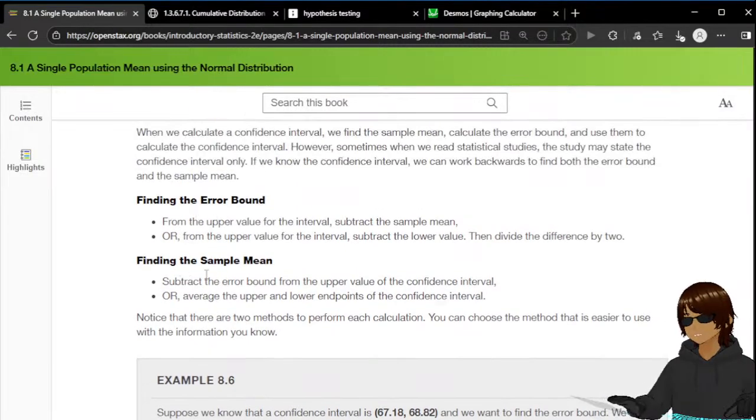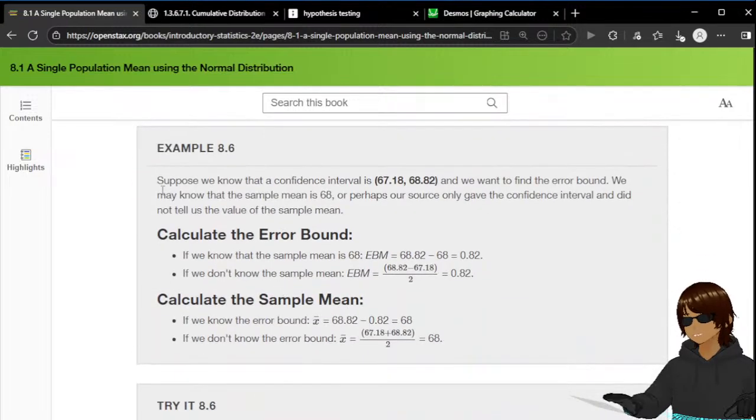Finding the sample mean: subtract the error bound from the upper value of the confidence interval. Suppose we know that the confidence interval is this. You want to find the error bound. We know that the sample mean is 68. Okay, 68 is in the middle of these two. Or perhaps our source only gave the confidence interval and did not tell us the value of the sample mean. The sample mean is the middle of the two values, right? So we can just find it.